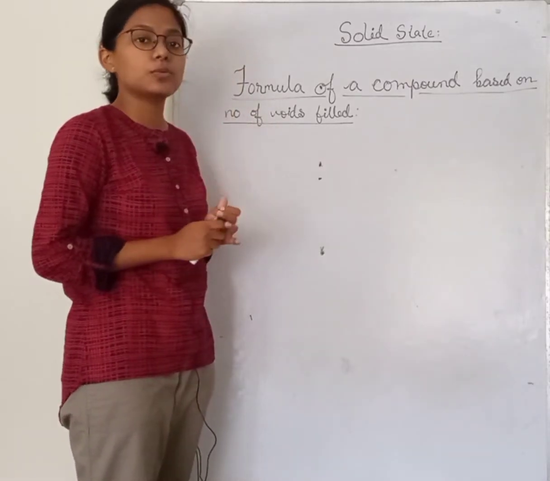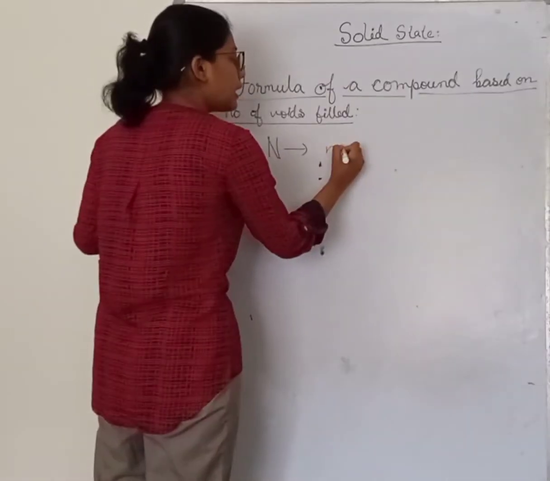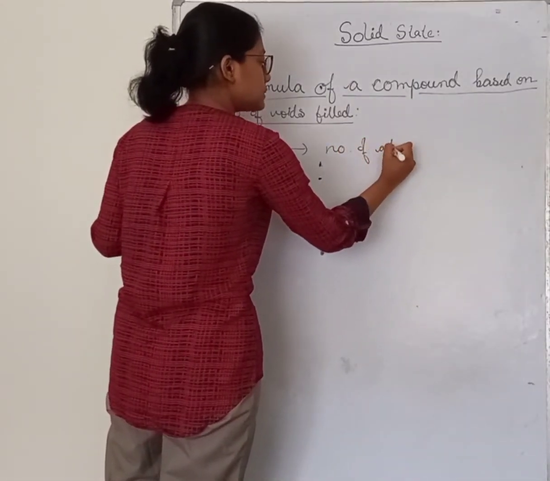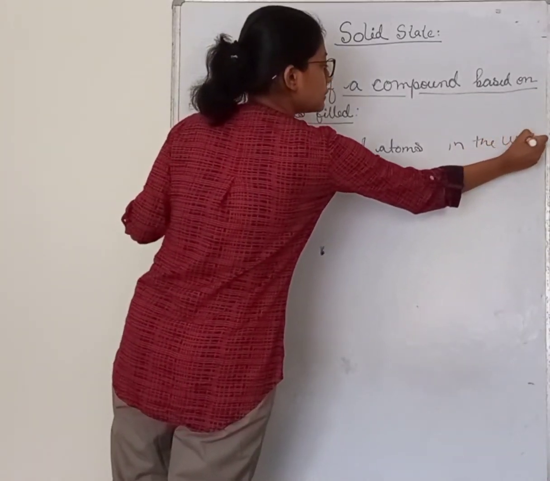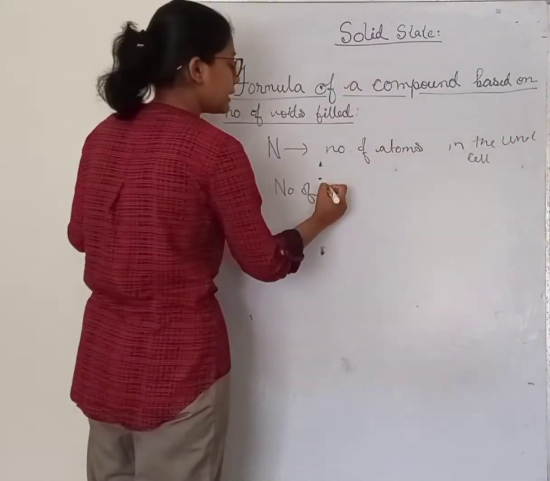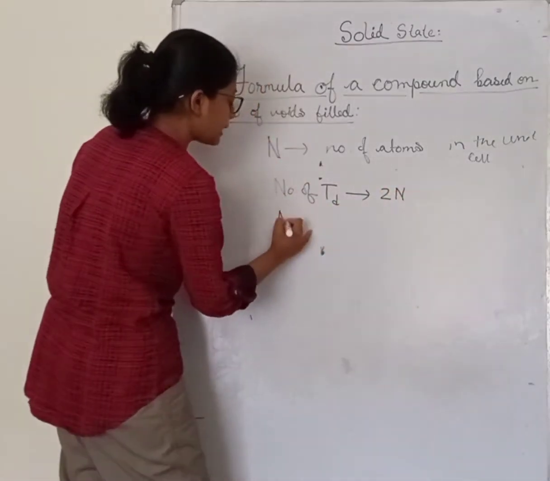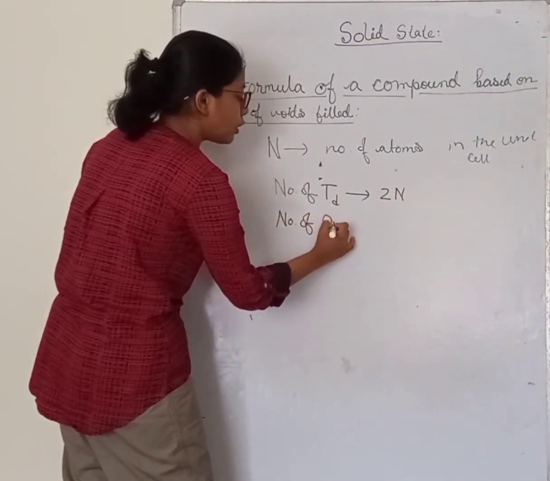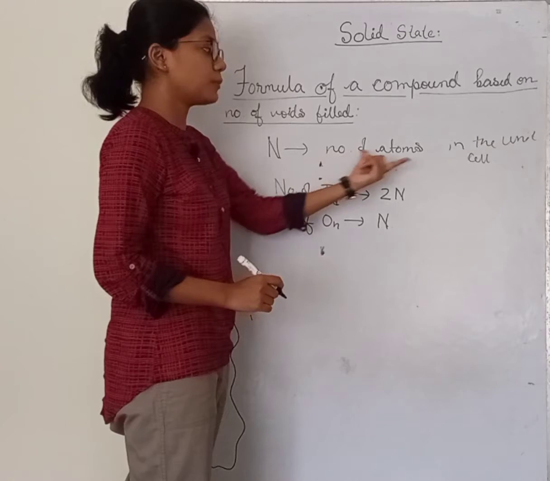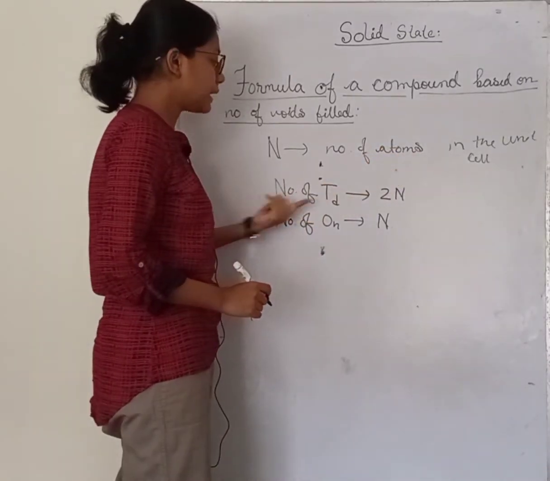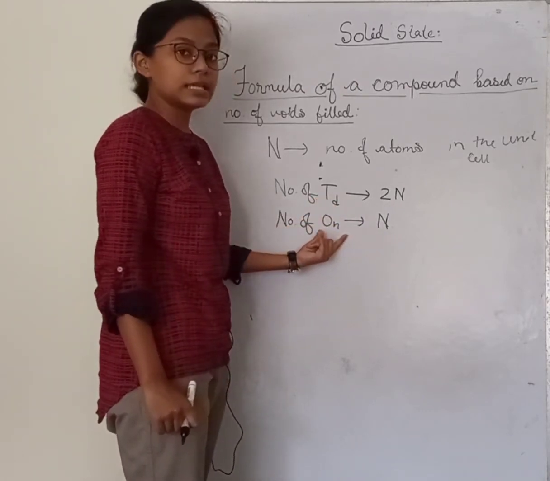Today we will see how to determine the formula of a compound based on the number of voids filled. In the last class we discussed that if n is the number of atoms in the unit cell, then the number of tetrahedral voids will be twice n, and the number of octahedral voids will be n. So if n is the number of atoms present in the unit cell, we will have 2n tetrahedral voids and n octahedral voids.